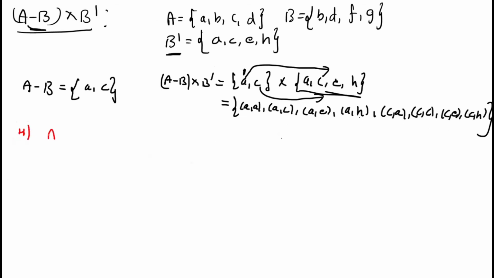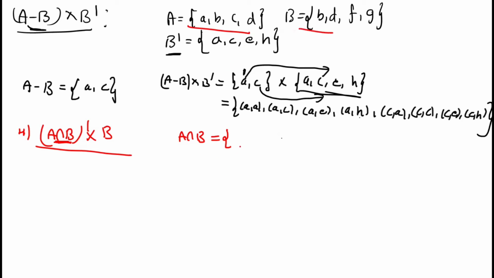Fourth question is A intersection B complement cross B. So to solve this problem, first you need to calculate A intersection B, then complement, then cross product with B. So here I'll write A intersection B is equal to, what's the meaning of A intersection B? Writing common elements in A and B. What's a common element in A and B? You can see B and D are the common elements. A intersection B is equal to B, D.